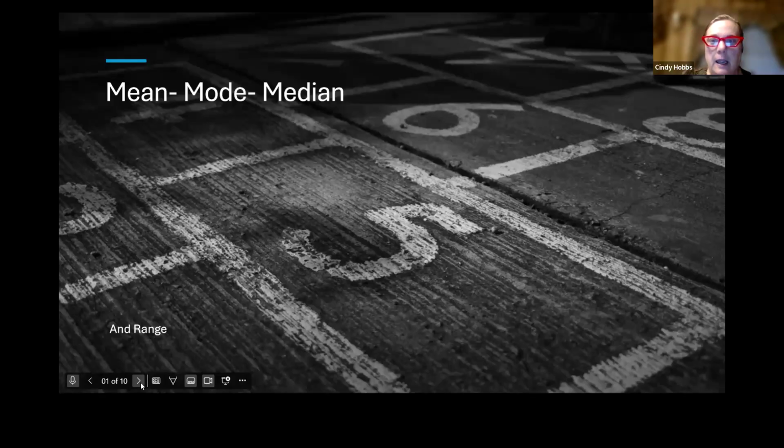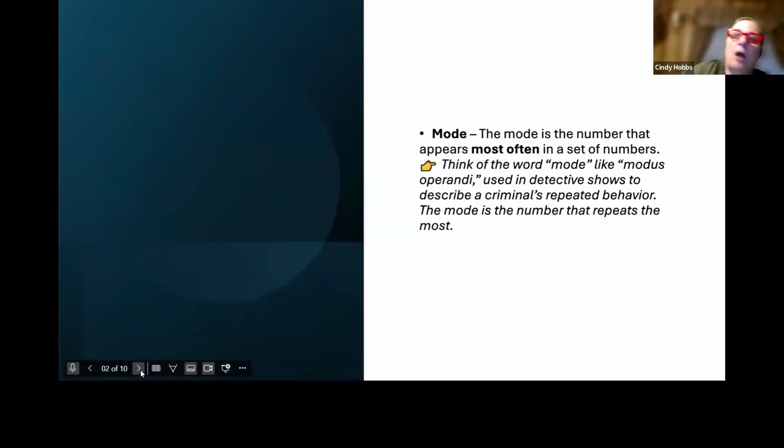Mode is the number that appears most often in the set of numbers. Think of the word mode like modus operandi, used in detective shows to describe a criminal's repeated behavior. When you're watching Perry Mason or some kind of criminal show, it says the particular criminal always uses the same kind of car, has the same kind of victim. They use modus operandi. It's what's repeated the most. So if you have a set of numbers, let's say 15, 16, 16, 16, 17, 18, 19, 16 would be the mode, okay?